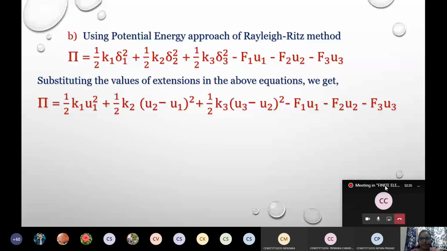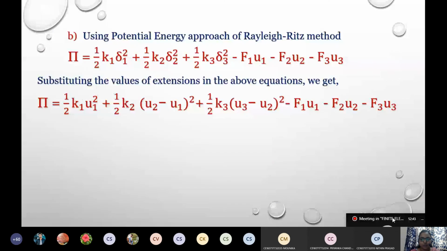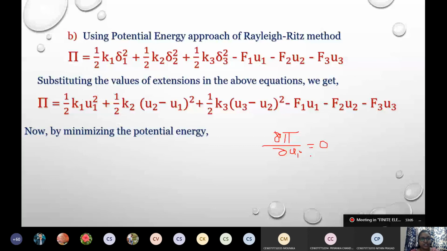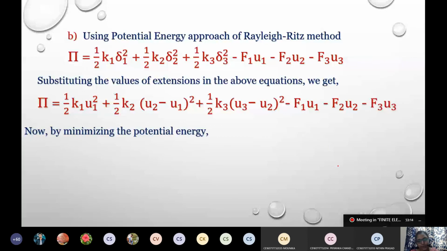Yes, ma'am. Right. Now for the Rayleigh-Ritz approach, for minimizing using potential energy, we have to do delta, dou pi by dou ui is equal to 0. That is the case here now. So we have to do the partial differentiation of this equation with respect to u1 once, u2 once, and u3 once. Now let's start doing.